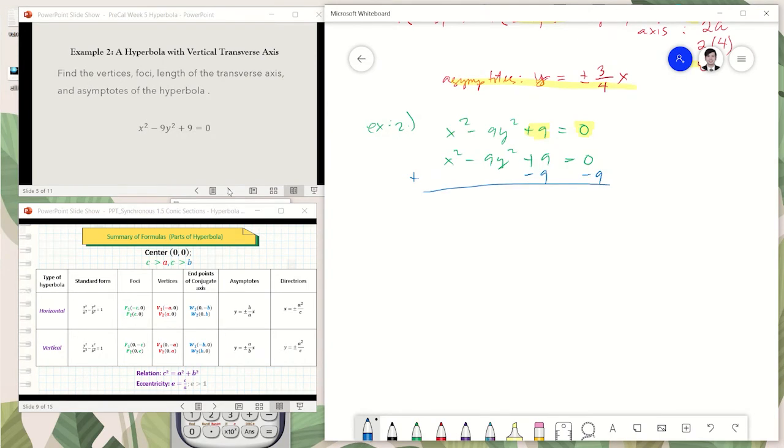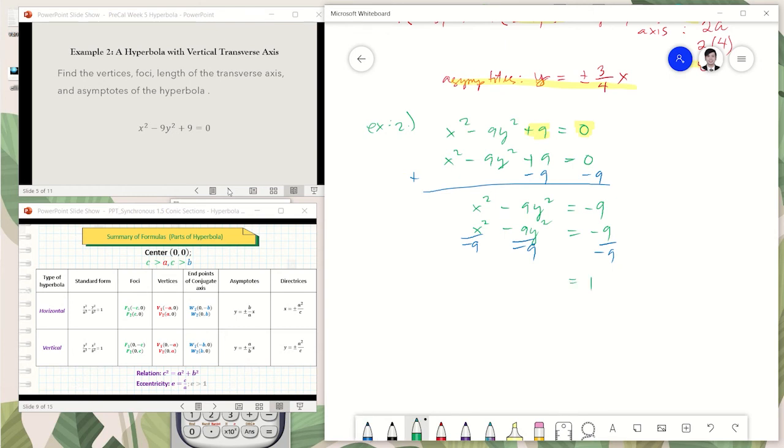And then this will become 0. So what will be left is x squared minus 9y squared. And on the right, 0 plus negative 9 is negative 9. Okay, so similar to our example 1 already, we make sure that the right side is a 1. And that will be possible by dividing both sides by negative 9. So this will become 1.